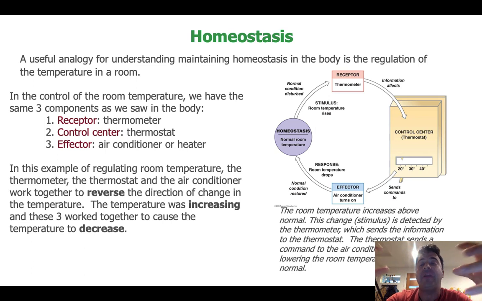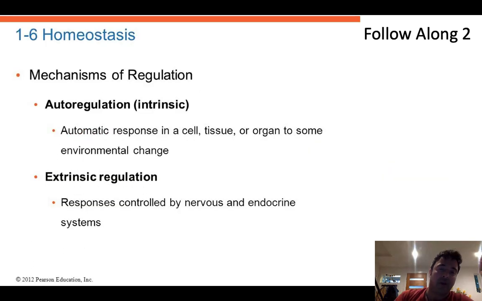That's what's called a feedback pathway, and all of the different factors our body regulates within these relatively narrow limits are regulated via feedback pathways that work remarkably similar to the way the thermostat in your house works. So we have follow along 1. Now we're delving into follow along 2.